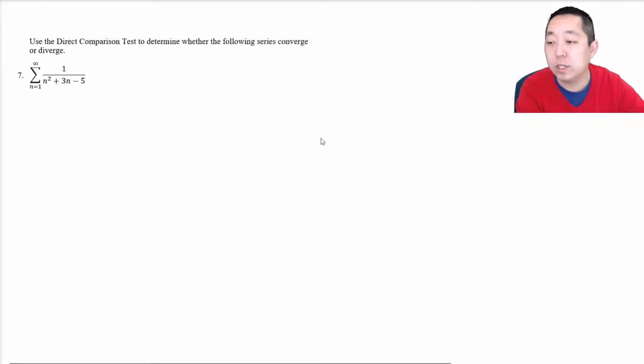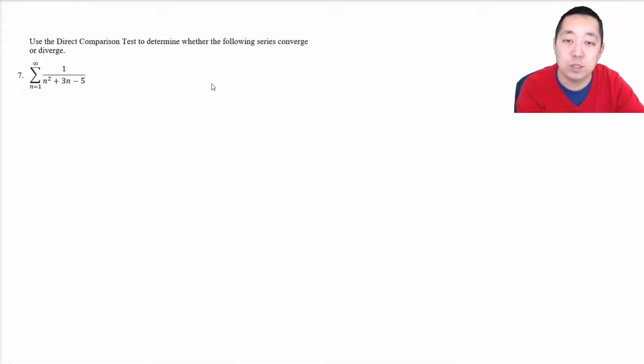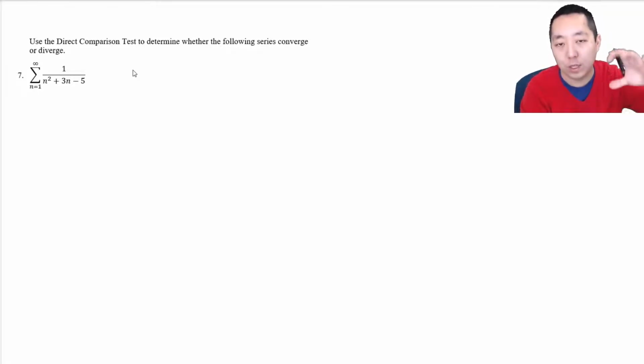All right, so now we're going to use the direct comparison test. This is a pretty useful test. It's probably one of the harder tests to use because you have to choose what you're comparing against. The whole idea, though, is I'm going to compare it to a series, and I want to demonstrate that if I have a larger series that converges, then the smaller series must converge. Or if I have a smaller series that diverges, then the larger series must diverge.